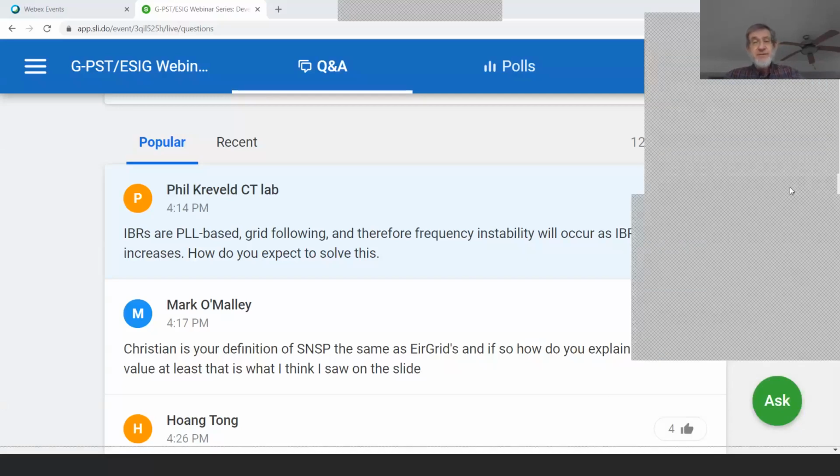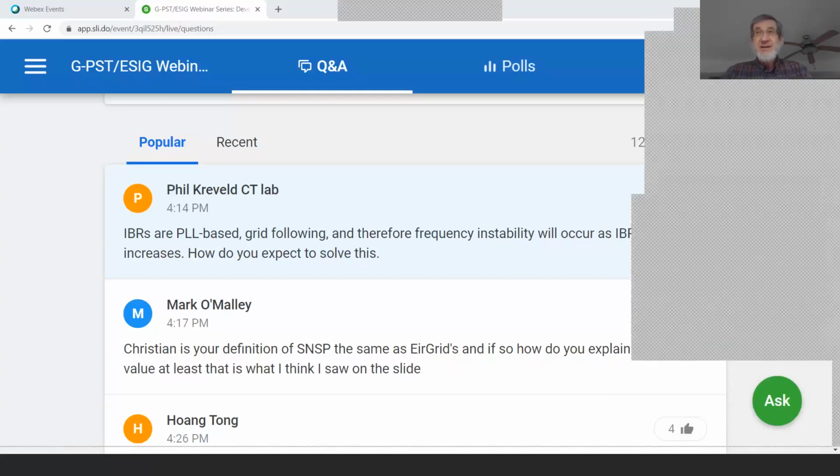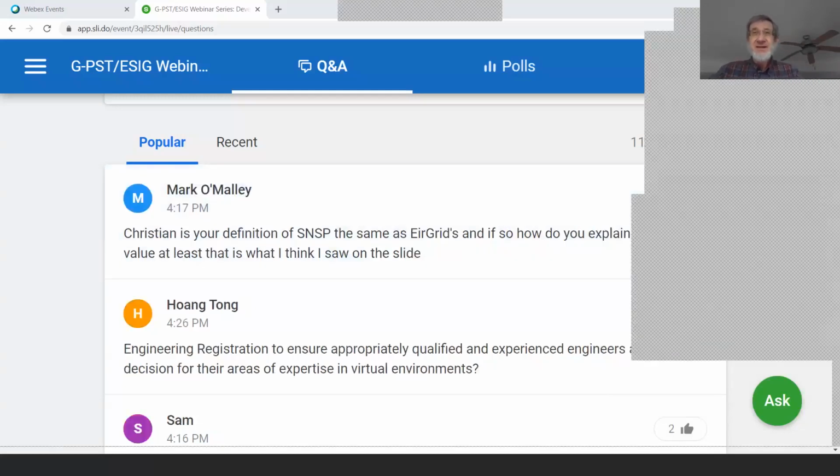Kind of related question from Mark O'Malley, Christian. In your definition of SNSP, is that the same as EirGrid's? And if so, how do you explain a 90% value? At least that's what he thinks he saw on the slide. I do recall it was kind of a high value, and I think that EirGrid has operated, a few years ago, at like 50 or 60%, and I think they're up to 75% now with incremental changes. So I think that's what Mark is comparing it to.